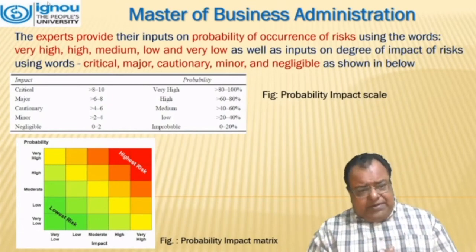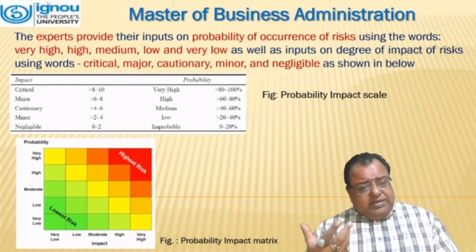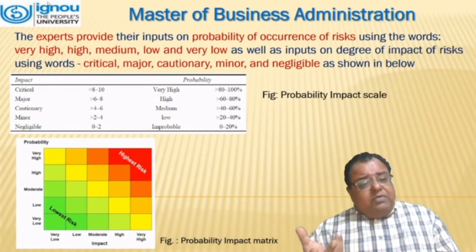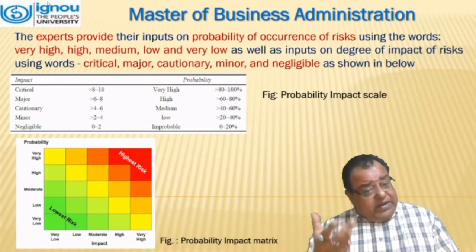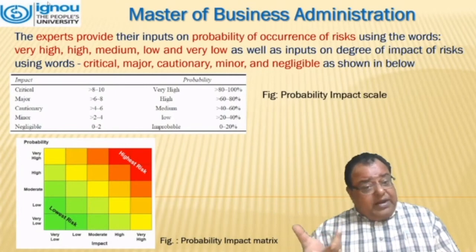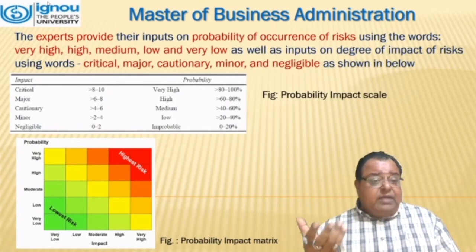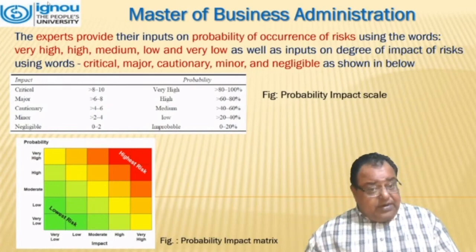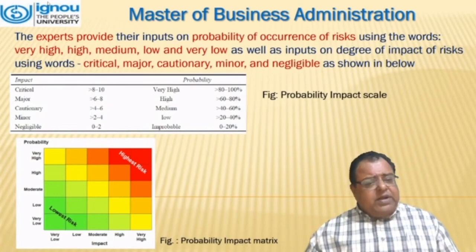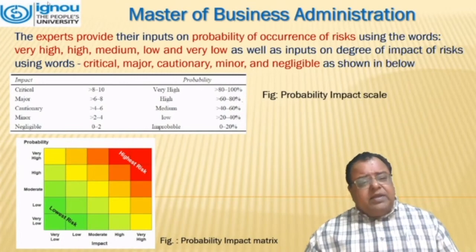If we talk about the impact, it can be critical, major, cautionary, minor, or negligible. Any value greater than 8 and up to 10 is critical and its probability is very high, somewhere between 80 to 100% occurrence. If it is a major one, it is in the high category, between 60 and 80%. Cautionary, that is medium, between 40 and 60%. Low, 20 to 40%. And negligible, that is improbable, 0 to 20%.